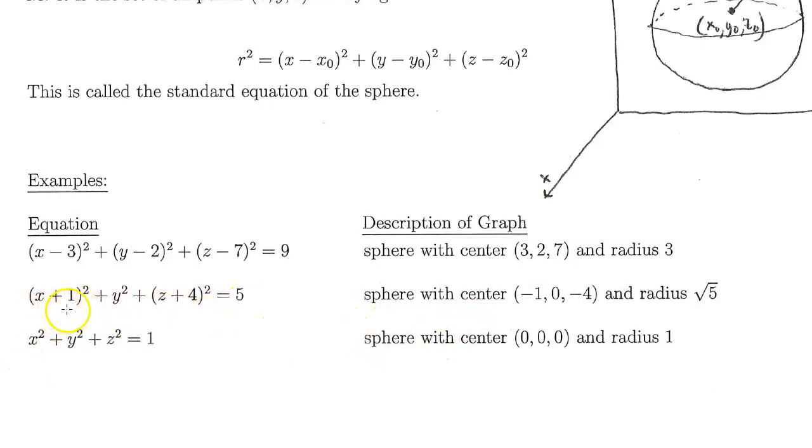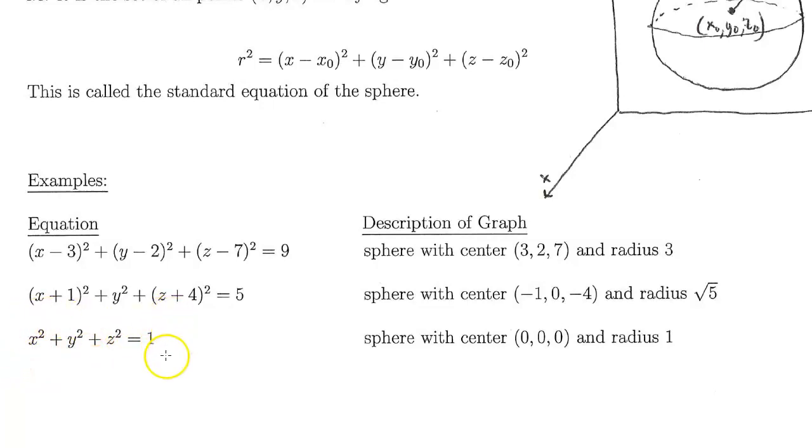The second one is a sphere with center -1, because this is like x minus a -1. Now notice this y squared is like y minus 0 squared. So its center is (-1, 0, -4). The radius is the square root of 5. And the last one is a sphere.